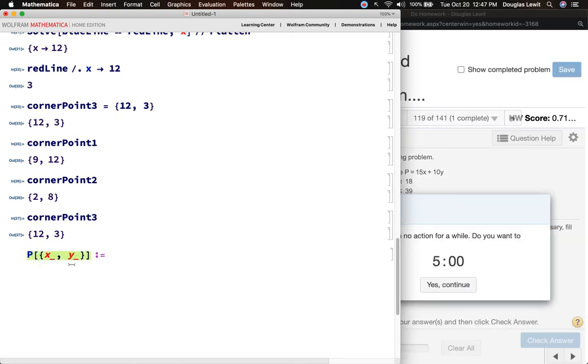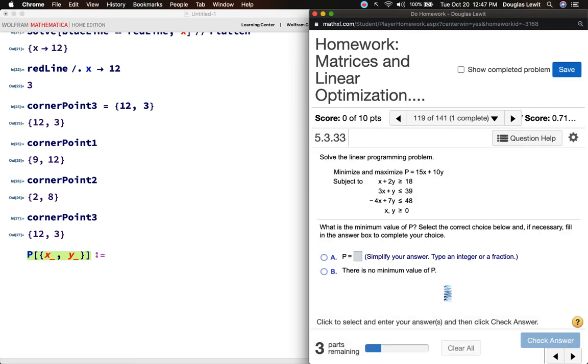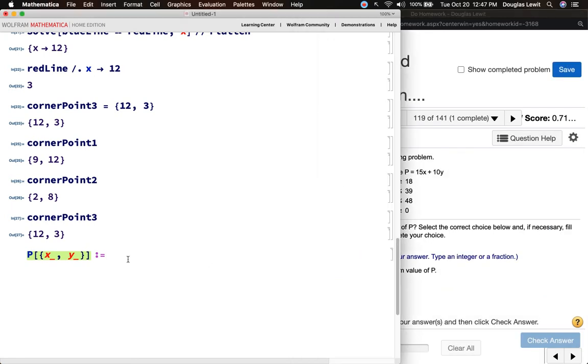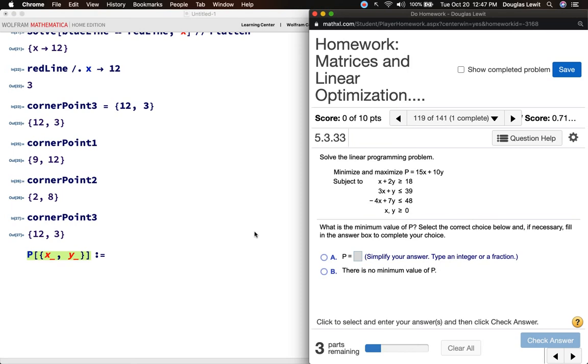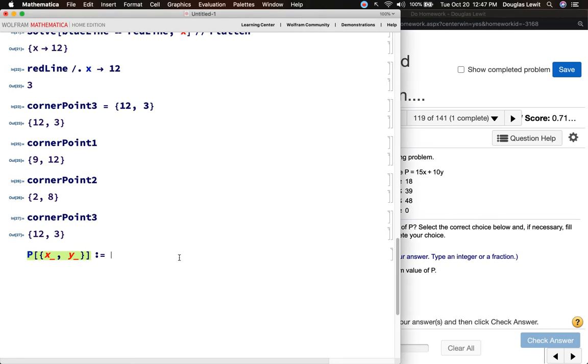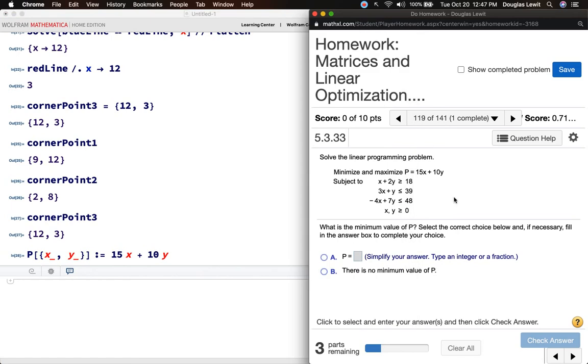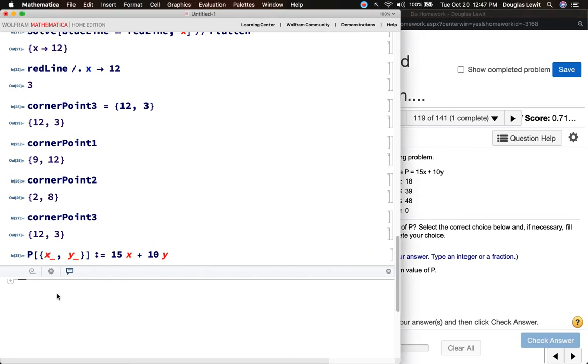I'm defining my function p like this so that it will accept a list. So p of x and y is equal to 15 times x plus 10 times y. So what is p of corner point 1?